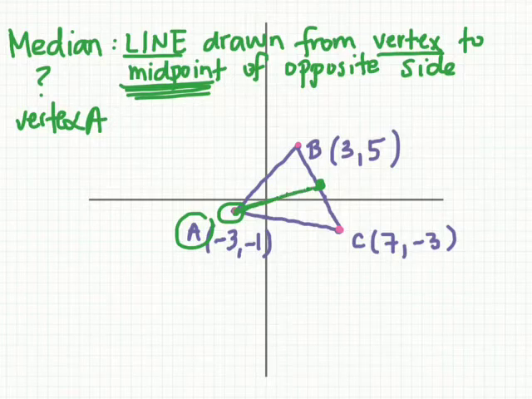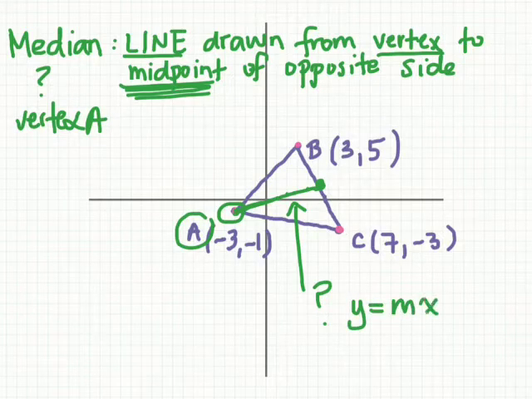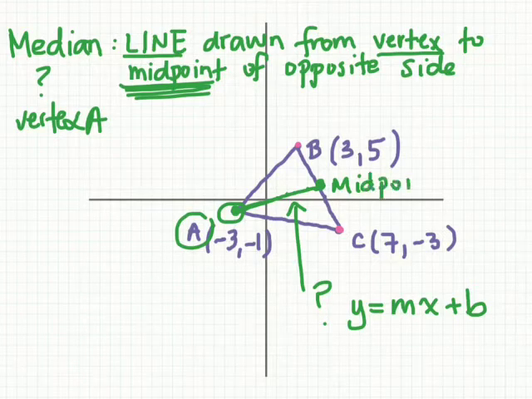So I need to figure out what this line is. How do you write an equation of a line? What is the equation of a line? Okay, so there's a lot of steps to this question. I need to know where the line is drawn from A to, let's call this M, because this is the midpoint of BC. So we need to figure out the equation of that green line.